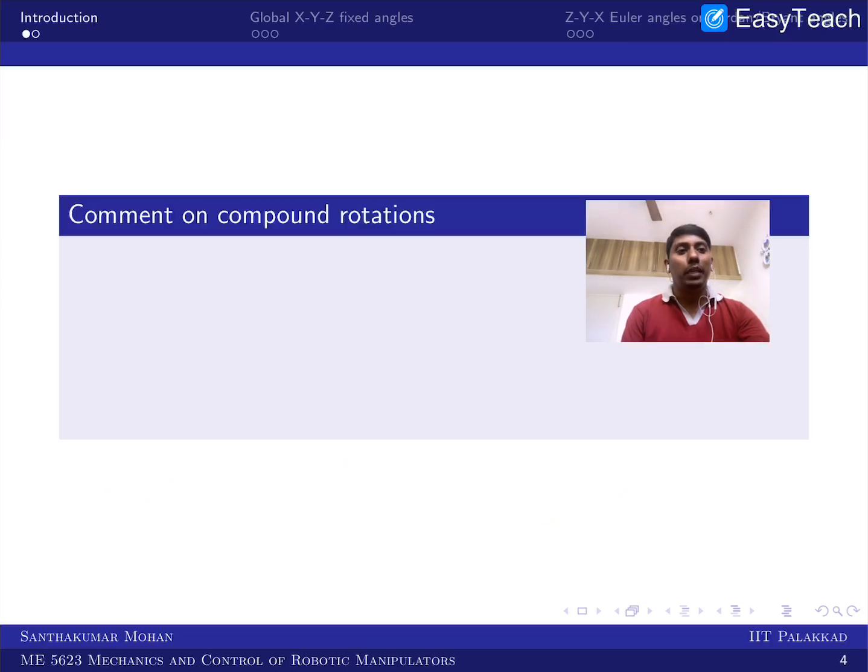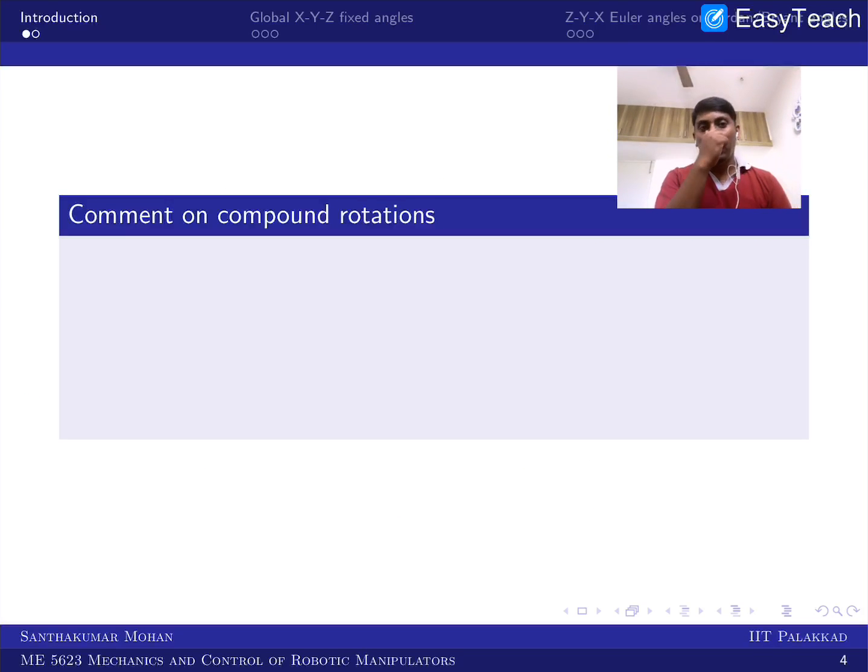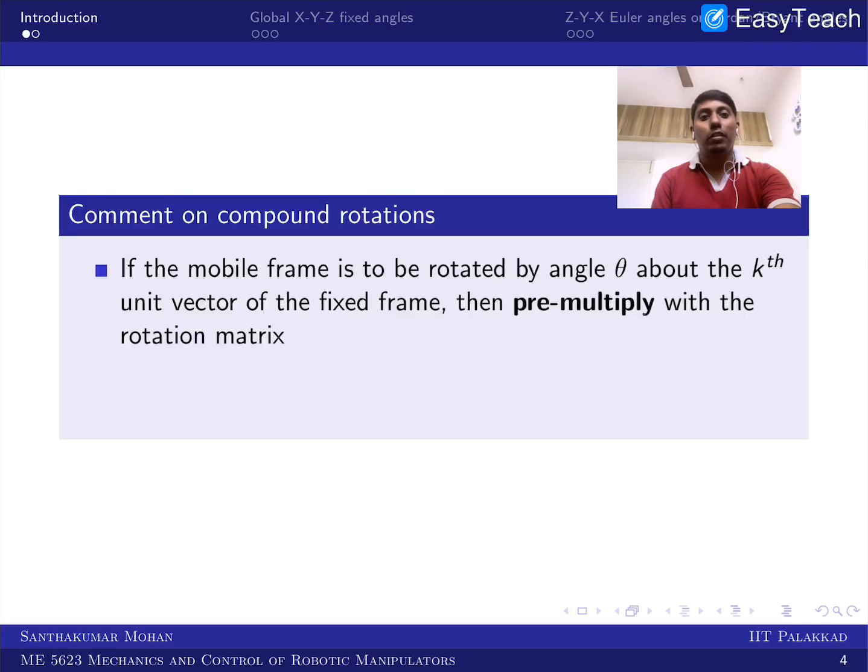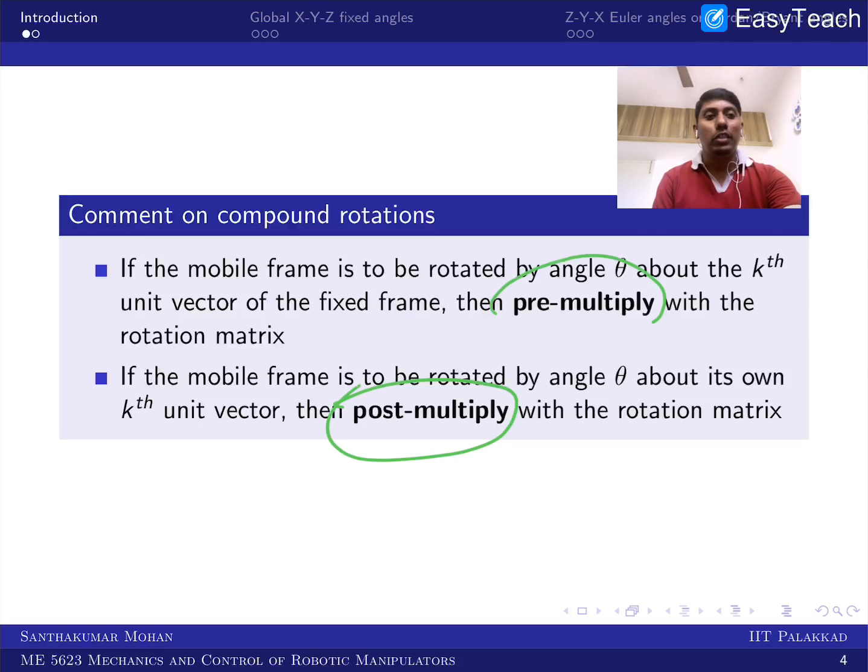Let us begin. We know the comment on compound rotation at the end of the last class: if a mobile frame is to be rotated by an angle about the kth unit vector of the fixed frame, then you have to pre-multiply. Whereas if it is rotated by theta angle about the kth unit vector of the mobile frame, then it is post-multiply, right? These are the two things which we discussed. I'll give a little more insight on that. Then we will move to the global XYZ as well as ZYX Euler angles. So we'll see that.